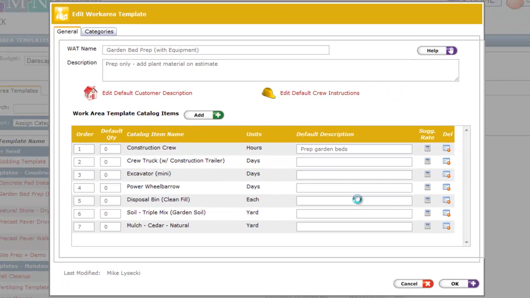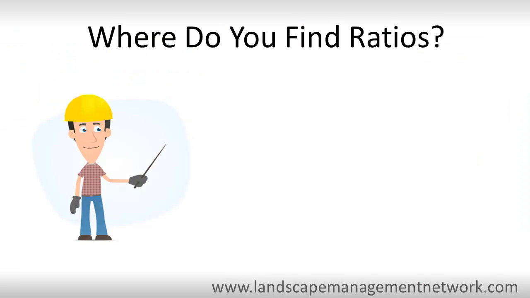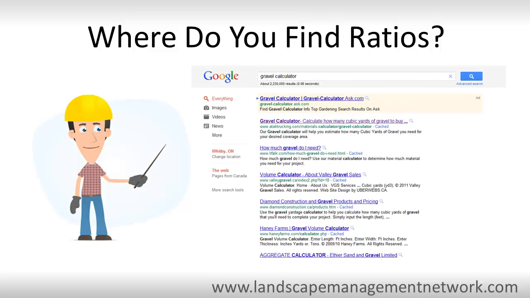Now when I add this template to an estimate, it's just going to ask me how many square feet I'm doing, and then it will calculate the quantity of soil for me using this ratio that I just plugged in there. Now I don't ever have to remember a formula or do a whole bunch of math on a scrap paper when I'm building a price. It's all built in.